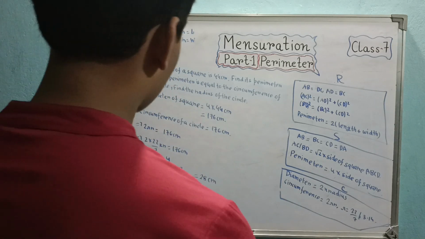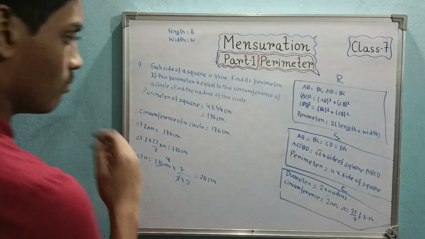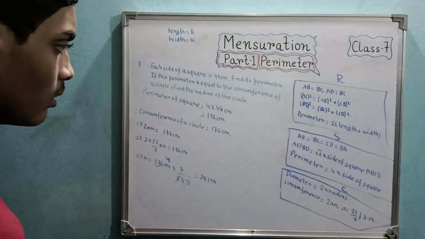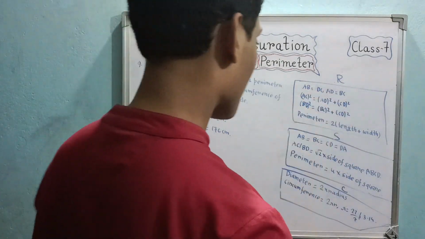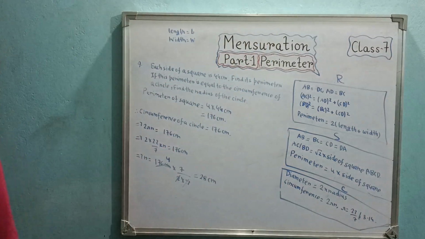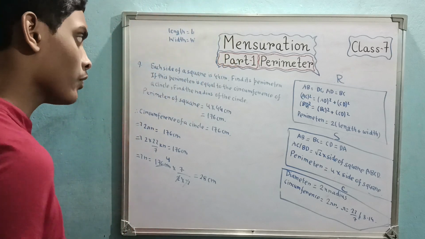Okay. So that's how you have to do every sum of this part 1. Just basically see what is given in the question. You will have to come across at least 2 of these formulas in the critical thinking questions. Okay. So use them accordingly. The first part of the question will lead you to the main logic of the question. So it's very easy. So that is the end of mensuration part 1 perimeter for class 7.